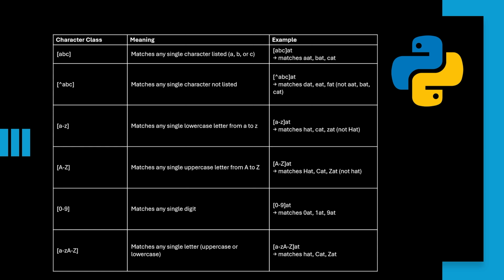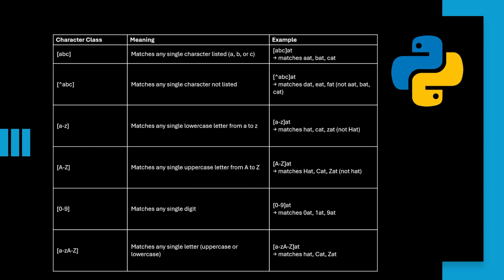So if we take a look at examples, some of them are listed here, like [abc], which matches any single character listed: a, b, or c. For example, if we write a regex pattern like [abc] followed by "at", it matches aat, bat, and cat. Another important one is the one with the caret in the second row, which makes the expression opposite, so it matches eat, fat, not aat, bat, or cat.